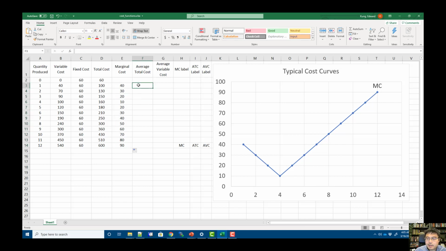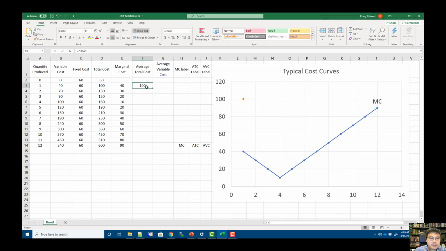Now let's do average total cost. Average total cost is simply the total cost divided by the quantity produced. So it's basically, on average, how much is it costing you to produce each unit. All right, so it's simply total cost divided by quantity, okay, D3 divided by A3. Let's fill it in. Okay, so average total cost is going to look like this. It's going to start out very high. It's going to go down, and then it's going to start curving back up again.